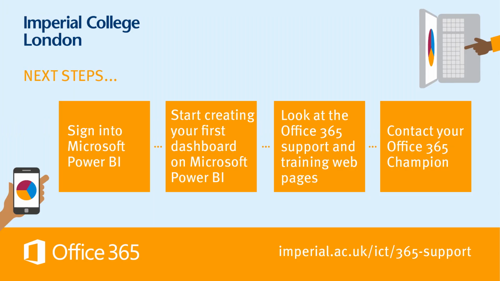Thank you for watching this overview of Microsoft Power BI. What you need to do next is log in. So go to office.imperial.ac.uk to log in with your credentials, and then use the Power BI icon to access Microsoft Power BI. From there, you can upload an Excel spreadsheet and start to create some dashboards using that data. If you get stuck, you can look at the Office 365 support and training web pages, or contact your Office 365 champion.